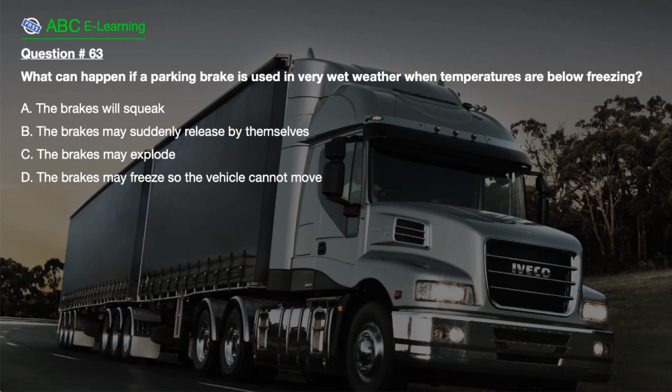Question number 63. What can happen if a parking brake is used in very wet weather when temperatures are below freezing? A. The brakes will squeak. B. The brakes may suddenly release by themselves. C. The brakes may explode. D. The brakes may freeze so the vehicle cannot move.